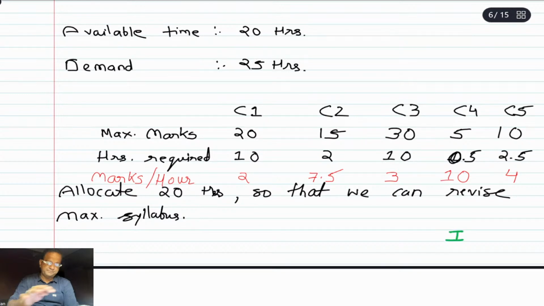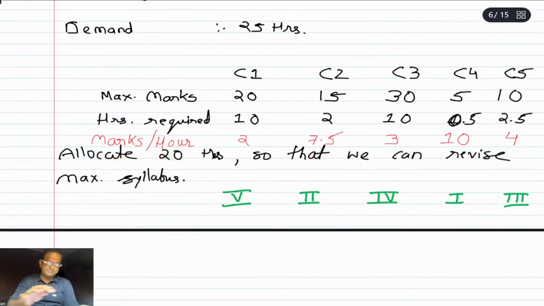Chapter number 4 will be my first priority, because the very first hour of the 20 hours will be allocated to chapter number 4, and that will provide me 10 marks per hour. Okay. The second priority will be chapter number 2. The third priority will be chapter number 5. The fourth priority will be chapter number 3. And the last priority will be chapter number 1.